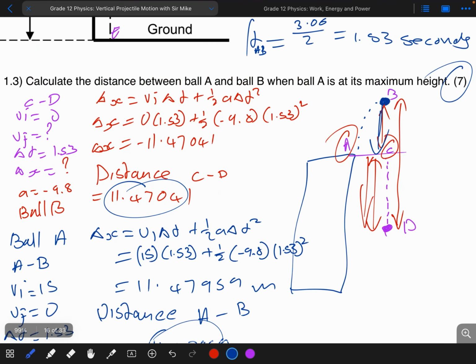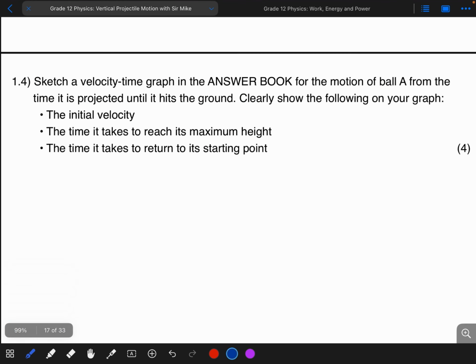Now let's look at the final one. For 1.4, they said to sketch a velocity versus time graph in the answer book. Unfortunately, we don't have the answer book. They said for the motion of ball A from the time it is projected until it hits the ground, clearly show the initial velocity, the time it takes to reach its maximum height, and the time it takes to return to its starting point.